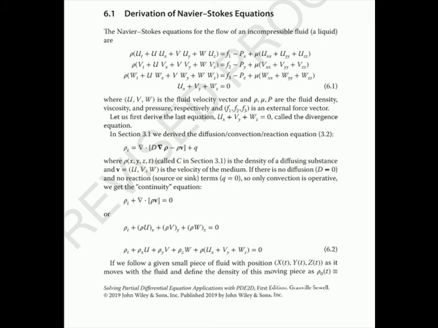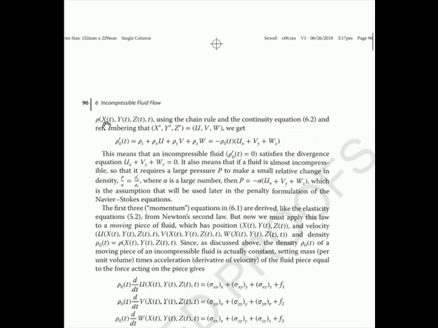because the density is a function of position and time, but if we're looking at a moving piece of the fluid, the position is x of t, y of t, z of t. So if you take the derivative of that moving piece, we'll call that rho sub 0. Rho sub 0 stands for the density of the moving piece.